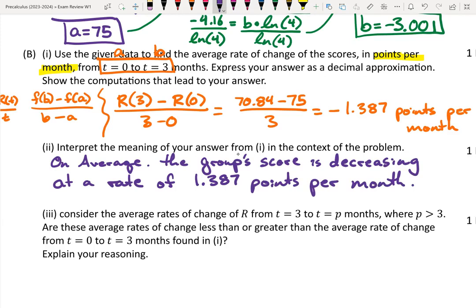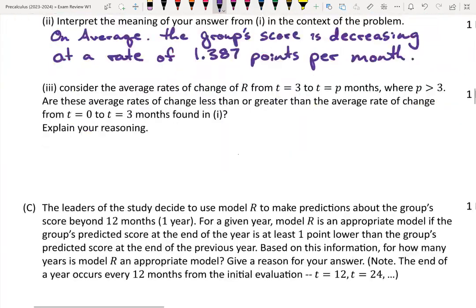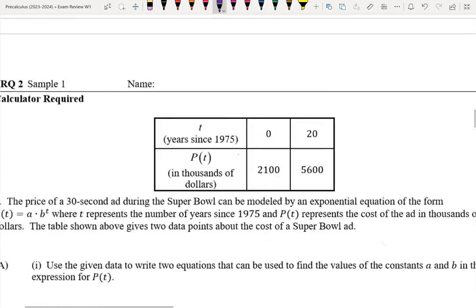So, part B, I, you'll be calculating an average rate of change. Part 2, you're probably going to be interpreting that average rate of change. Part 3, we'll have a little bit more to do. But again, I'm going to stop there. So, for homework tonight, I want you to get up through that part in the next 2 FRQs that I have in the same packet.